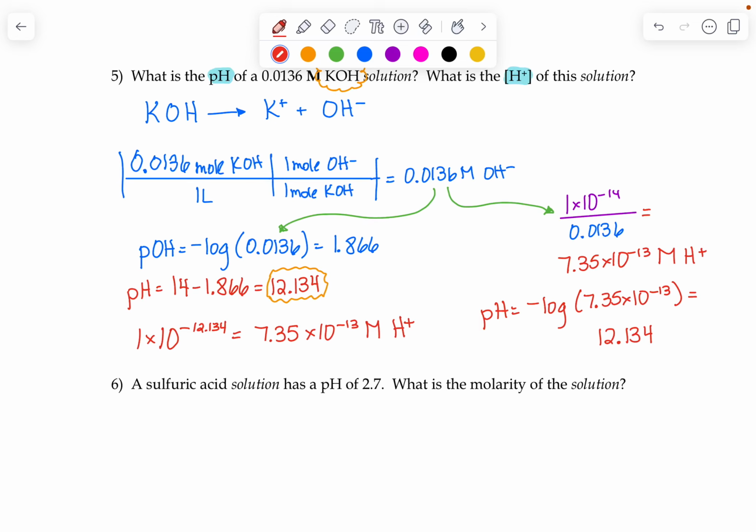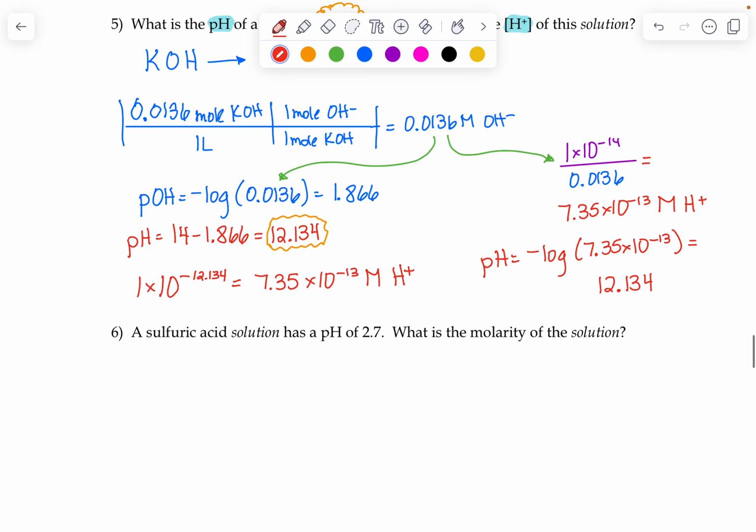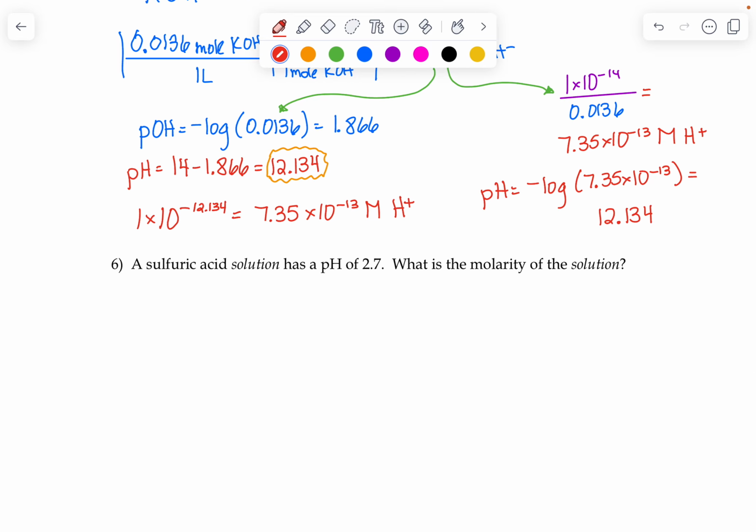So number 5 was an example of a problem where they give you the molarity and you're trying to find the pH. Number 6 is the opposite of that. What if they give you a pH and you want to find the molarity? It's talking about sulfuric acid.